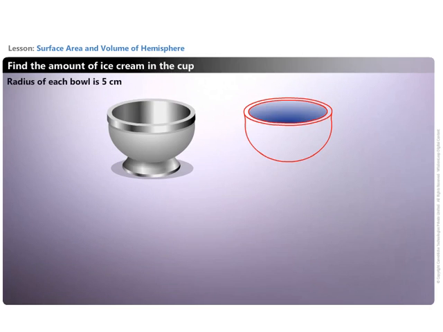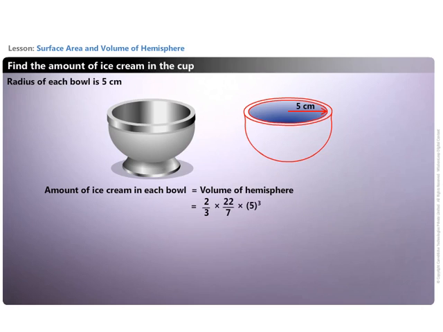Let us take the radius of the hemisphere to be 5 centimeters, and then the amount of ice cream in each bowl is equal to the volume of the hemisphere. Recall, the volume of a hemisphere is equal to 2/3 pi r cube. Thus, the amount of ice cream required for each bowl is 261.90 centimeter cube.